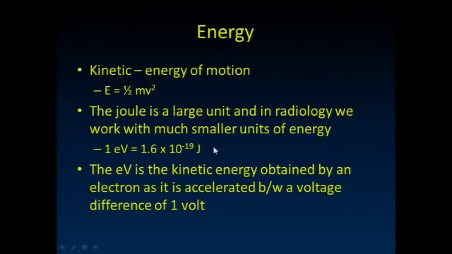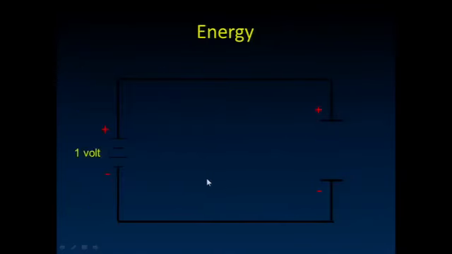We're going to work with something called the electron volt, and it's the kinetic energy that an electron has, remember it has mass, when we accelerate it across a voltage difference of 1 volt. So here we have an electron, we accelerate it across that voltage difference of 1 volt. When it strikes that positive terminal there, that electron had a kinetic energy of 1 electron volt, okay? If we accelerated it across 1,000 volts, it would end up with a kinetic energy of 1,000 electron volts.